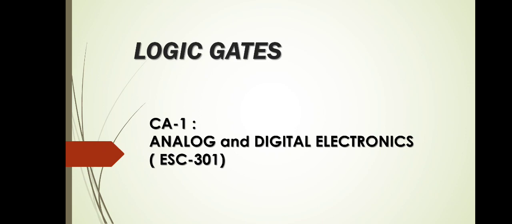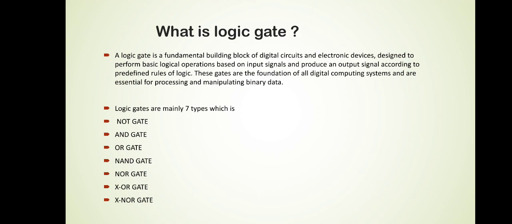Today our topic is logic gates, which belongs to the analog and digital electronics subject. First of all, we need to understand what a logic gate is. A logic gate is a fundamental building block of digital circuits and electronic devices, designed to perform basic logical operations based on input signals and produce the output signal according to predefined rules of logic. These gates are the foundation of all digital computing systems and are essential for processing and manipulating binary data.